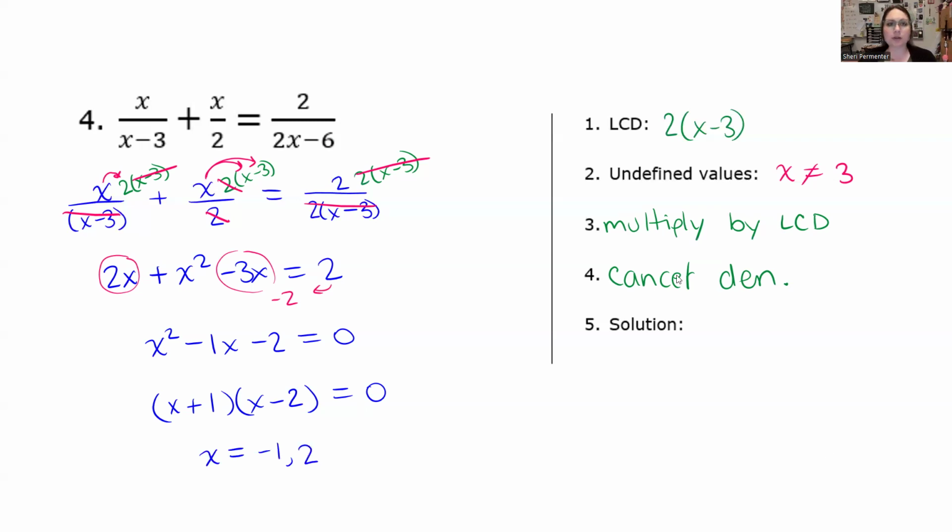And before I put them over here as solutions, I got to check my undefined values list. Is anything on the undefined values list? No, so I can include them both in the solution. X is equal to negative 1 and positive 2. Again, the order doesn't really matter. I'm not going to be nitpicky. Typically on an assessment, they'll be in numerical order, but I'm not going to be nitpicky about that.